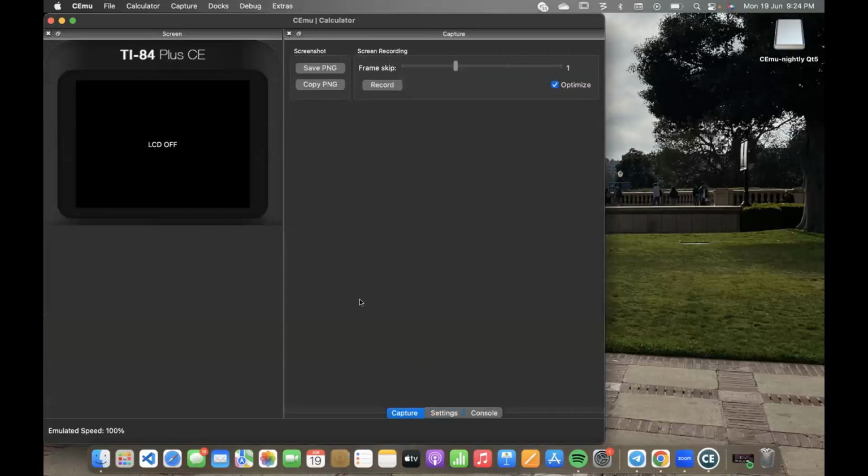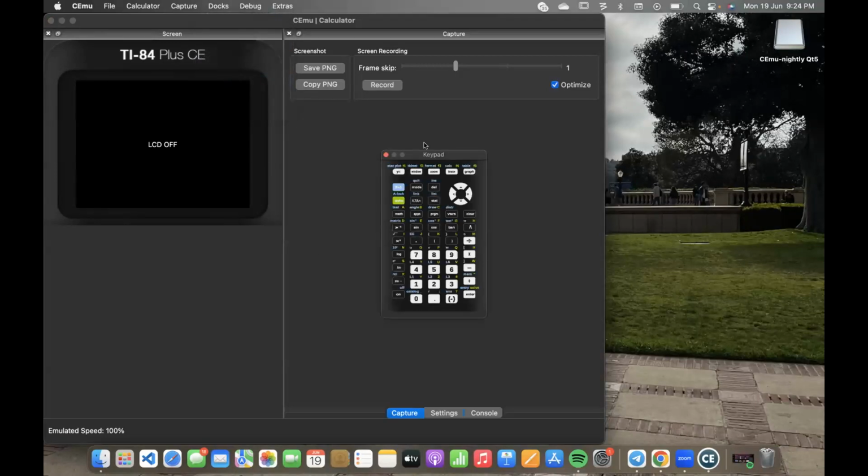Go to docs. Capture docs debug. Extra, capture. At the top, C move file calculator capture docs debug. Top left. Okay, yeah. Docs. Okay, keypad. Press the on button. Wait, what on button? Oh, as in the calculator has an on button. Oh, okay.